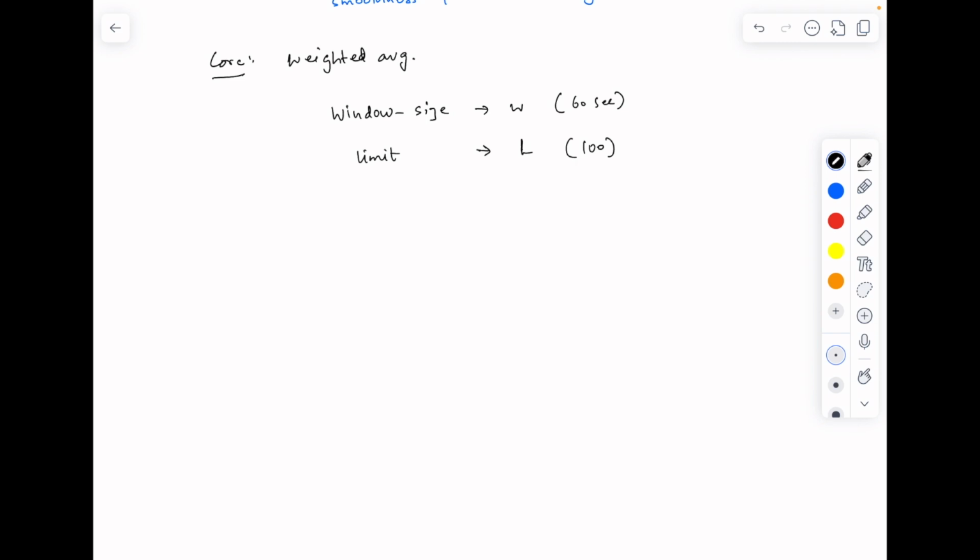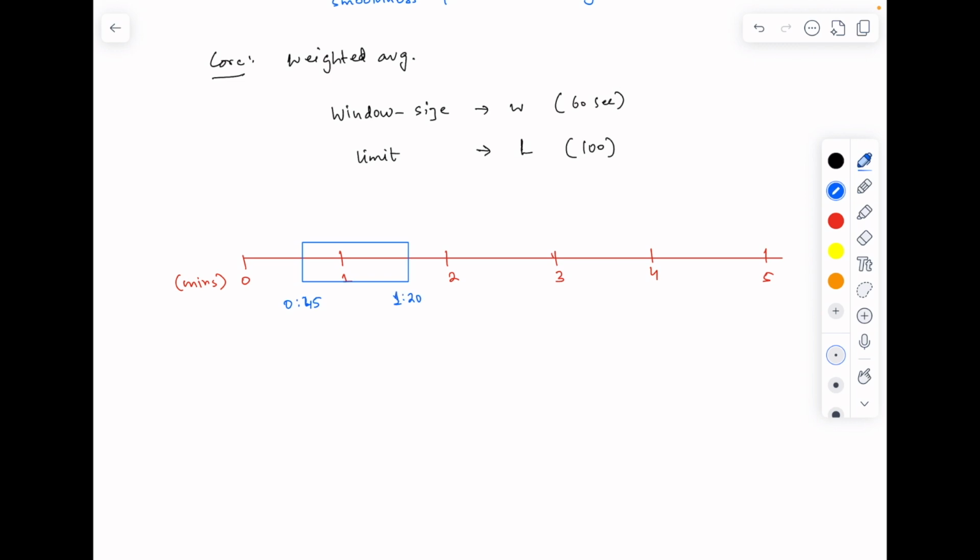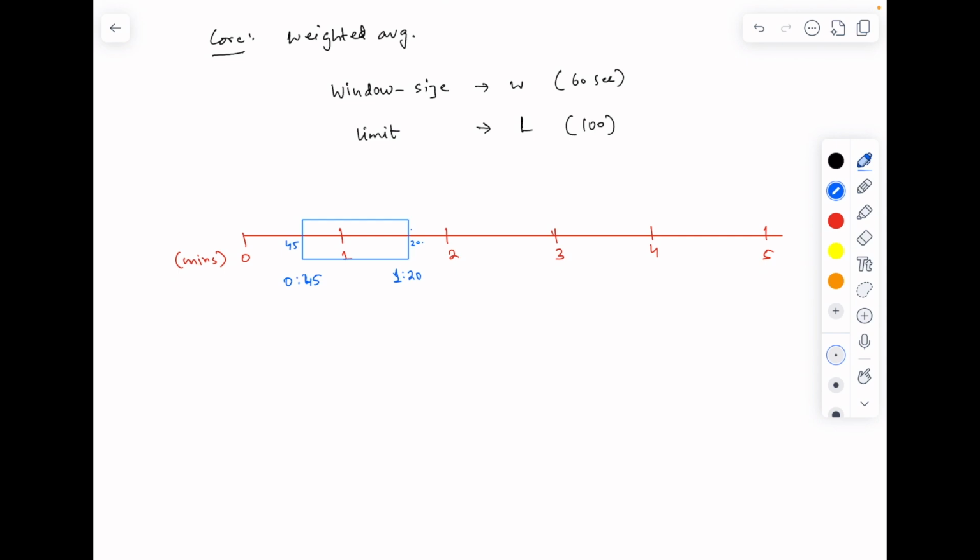So let's draw a timeline here. This is our timeline, and we have marked the minutes 0, 1, 2 across 5. Let us consider a window like this, and this window starts at 45 seconds and goes up till 1 minute 20 seconds. So this is, let's say, 20 and this is 45. First we identify the window, and this is our identified window. Then we find the time elapsed. Basically, this is the fraction of time that has passed in the current window. For our case, this is 20.